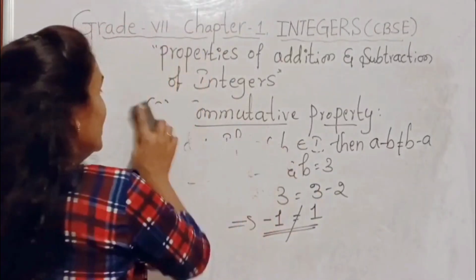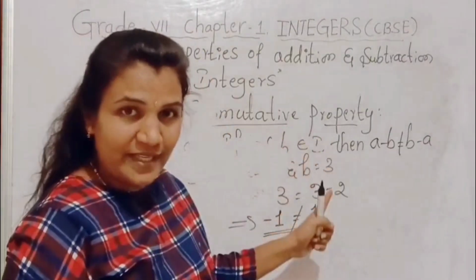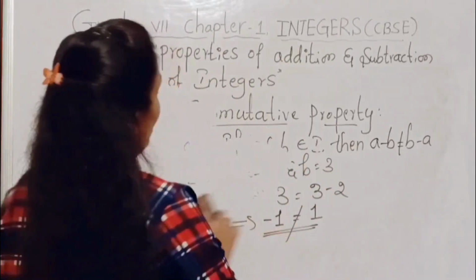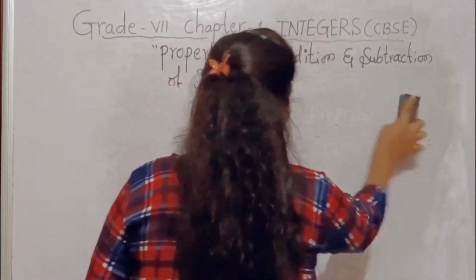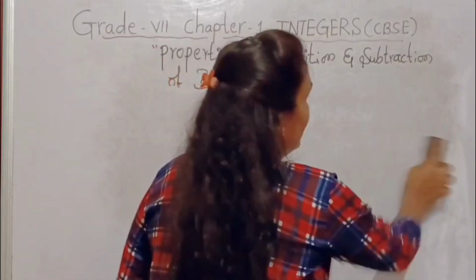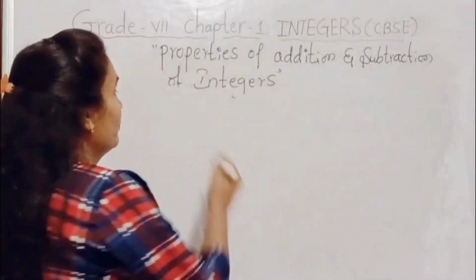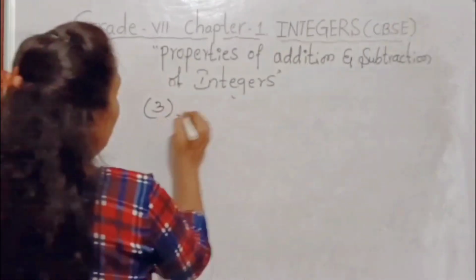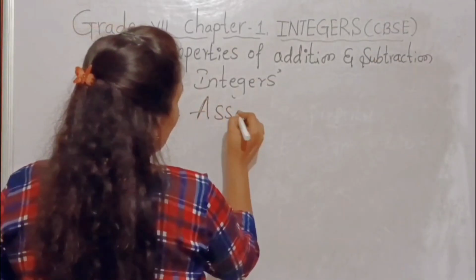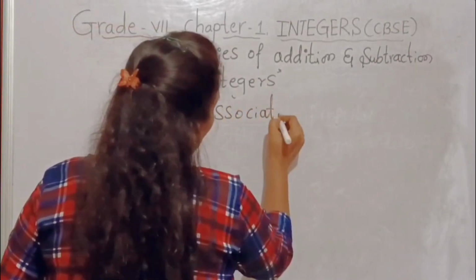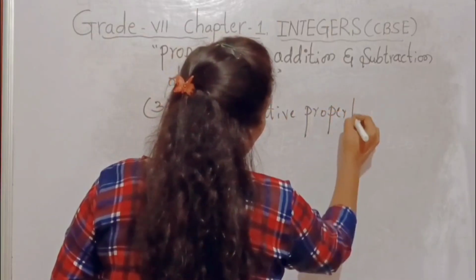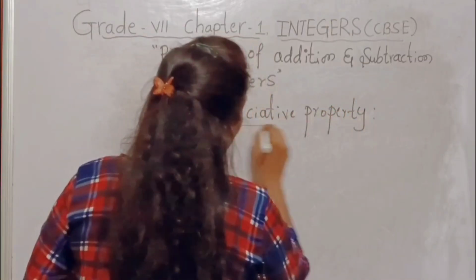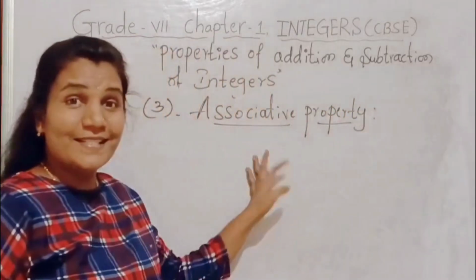Third property. For you it is clear. We'll move to the associative property. Third property, associative property. We'll see what this property says.